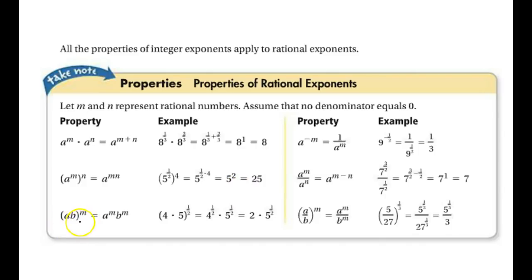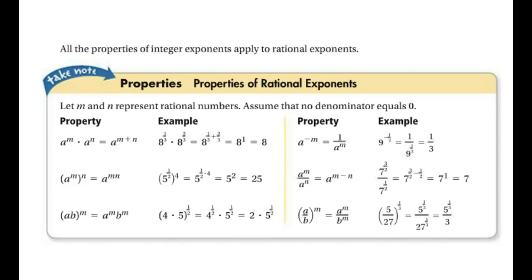Right below that, we have the product of a times b raised to the m power. We can share that exponent and simplify and have a to the m times b to the m power. And then an example of this would be 4 times 5 raised to the 1/2 power. We can share that exponent, so we have 4 to the 1/2 times 5 to the 1/2. 4 to the 1/2 is just the square root of 4, which is equal to 2. And then 5 to the 1/2 cannot be simplified, so we have 2 times 5 to the 1/2 power.